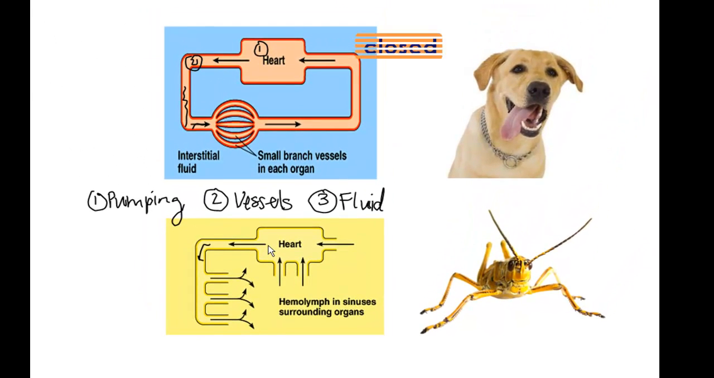Now, let's go back to us. Our system is the closed circulatory system, whereas the one on the bottom is referred to as open. And the primary difference is the vessels that we're dealing with. Are they completely closed off, or are there some that are still open?